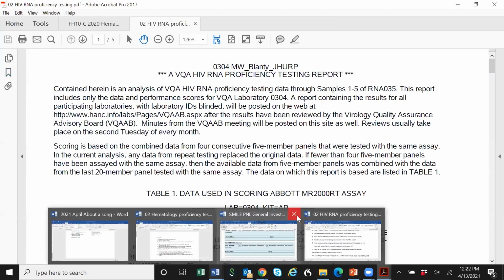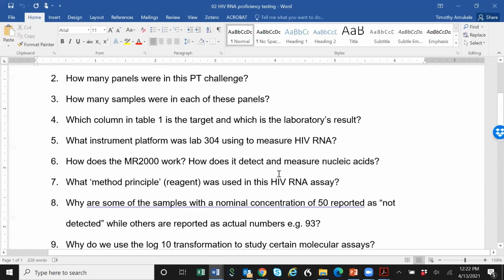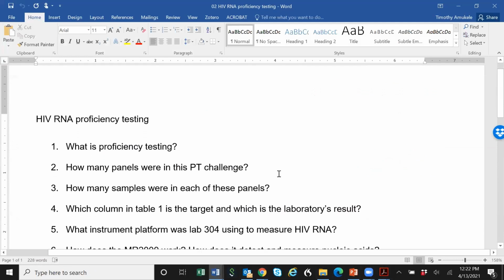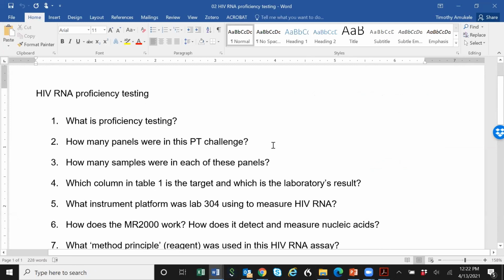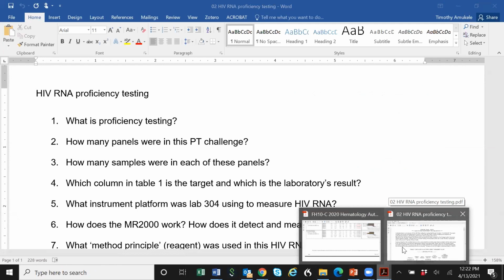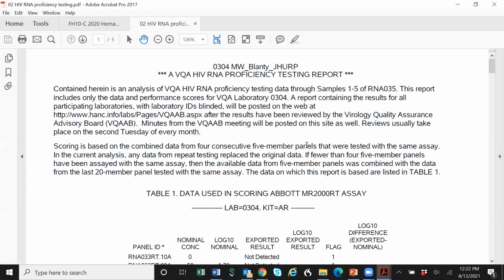Okay, so let's see. The first question here is, what is proficiency testing? We've already answered that. The next question is, how many panels were in this PT challenge? Okay, so let's go over here. I wanted to share this just to show you a different type of PT results coming in. I showed you one from CAP, and I wanted to show you they come in different flavors, but usually they have the same kind of information.